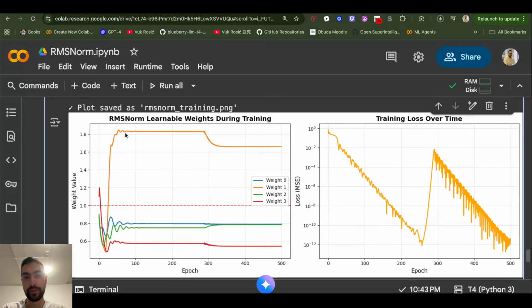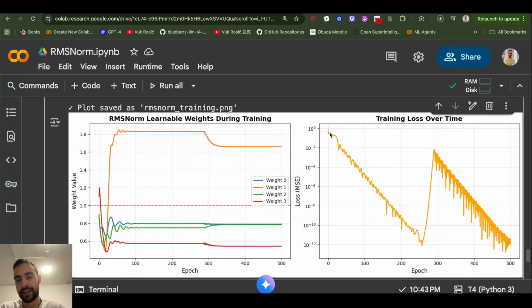Here we trained a simple neural network with RMS norm, and I want to show you what it does. During the training, we have 500 epochs over data. Here I'm plotting the weights of the RMS norm, and there are 4 of them. This vector of weights has 4 values, and in the beginning they have values around 1 on the plot, and then later they learn these values. For example, 1.7, 0.8, 0.50 something. And we will explore why and how this happens.